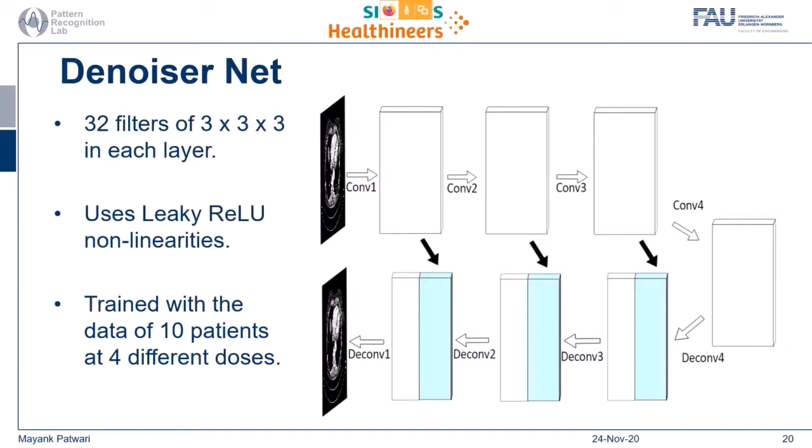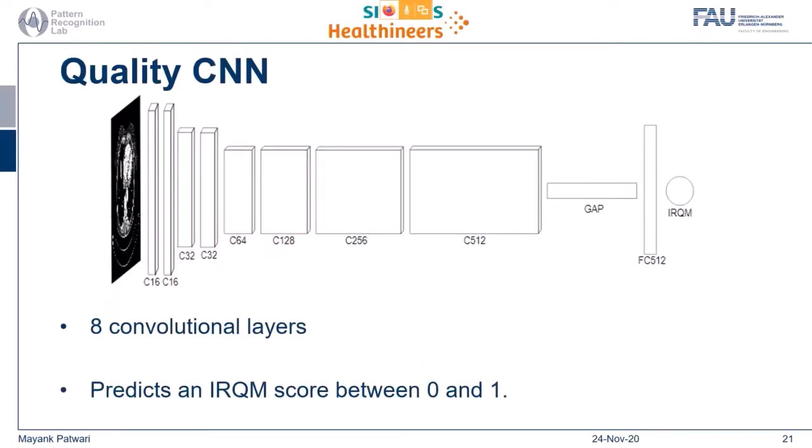The nice thing is we only need 10 patients, whereas the approach I showed you before from MIT and Facebook needed a lot more, I think almost 600 patients. The quality CNN, yeah, it's just straightforward. You take a bunch of weighted sums, go deeper and deeper, and output a number.